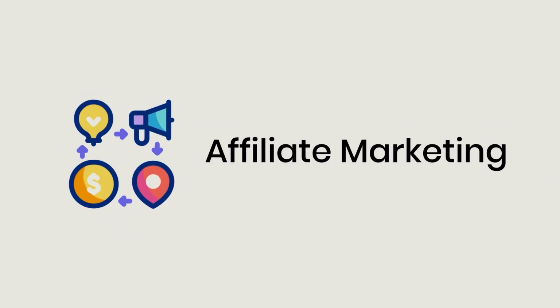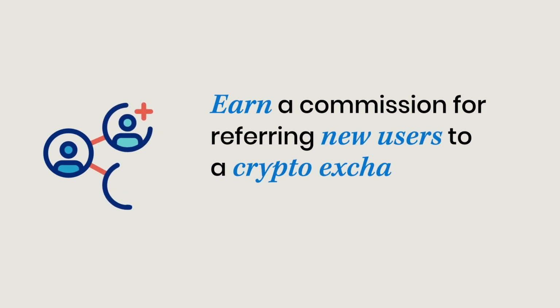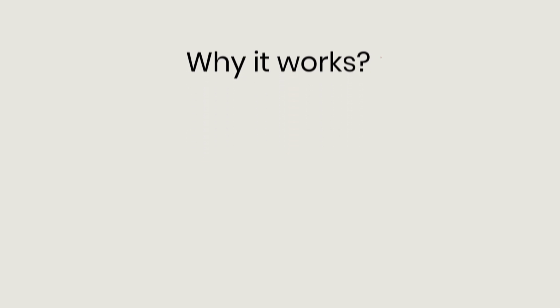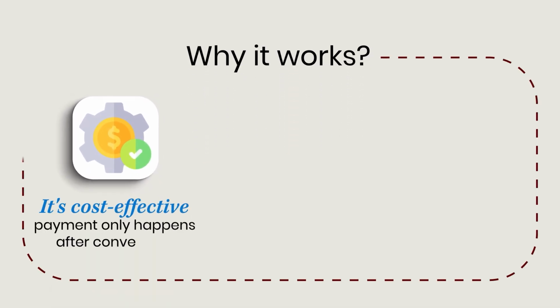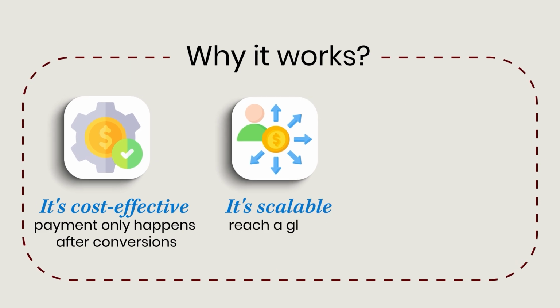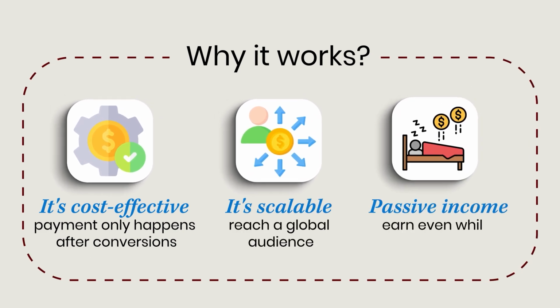Step 1. What is affiliate marketing? Affiliate marketing is a performance-based strategy. You, the affiliate, earn a commission for referring new users to a crypto exchange using a unique referral link. Why it works? It's cost-effective. Payment only happens after conversions. It's scalable, reach a global audience, and it offers passive income, earned even while you sleep.